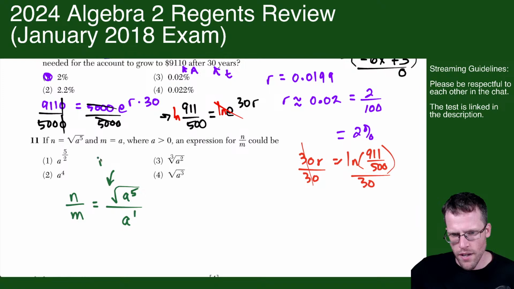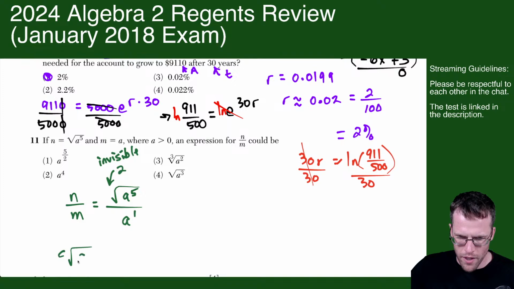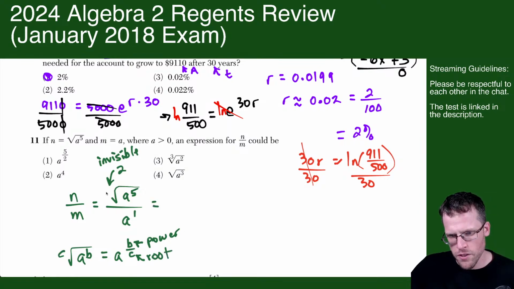There is an invisible 2 here. And just know this idea, that the c root of a to the b is the same thing as a to the b over c. We put the power over the root. But there's an invisible 2 with square roots. So this is a to the 5 over 2 divided by a to the 1st.